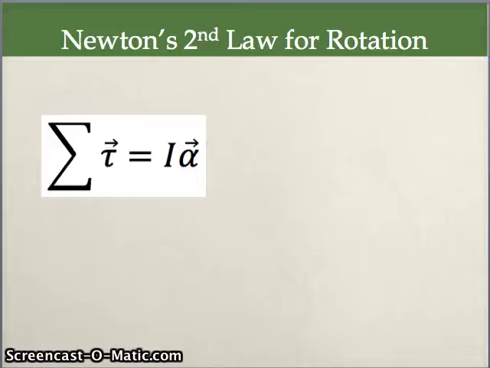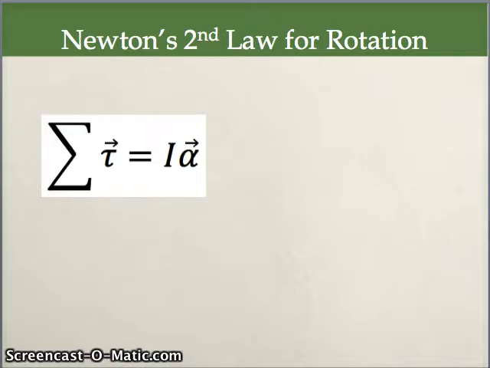In the past, we have looked at the motion of objects moving in a straight line and talked about what causes changes in that motion: forces determine the change in an object's motion, F equals ma. That's called Newton's second law. There's a similar law for rotation, where instead of forces, we have to involve torques.